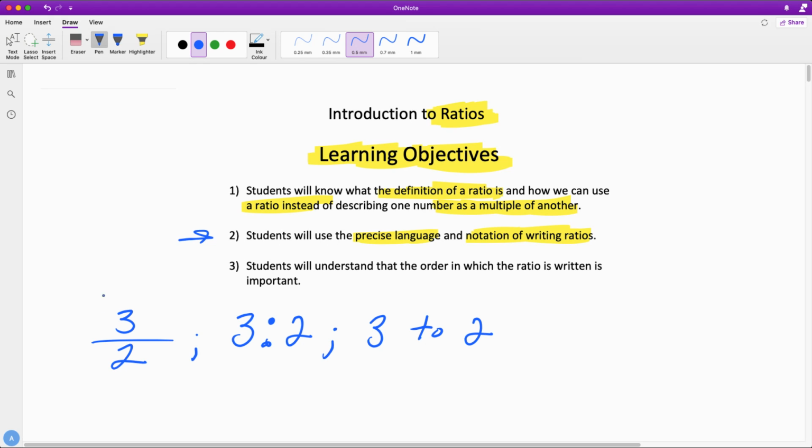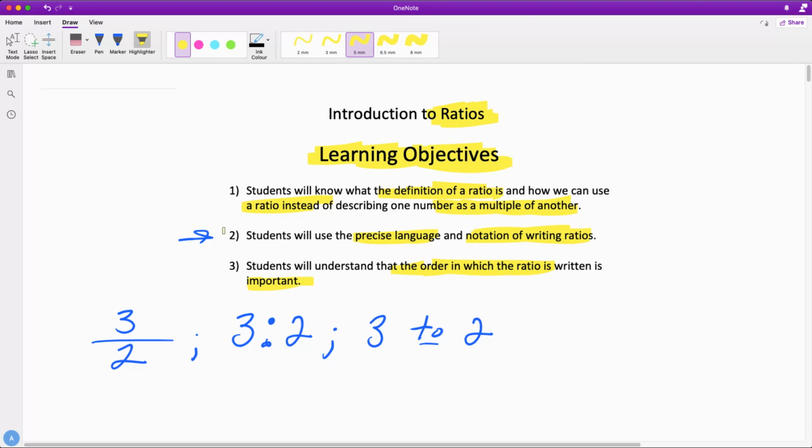So even if it's written as a fraction like this, we wouldn't say 3 over 2. We would say 3 to 2. That's the way that we talk about our ratios. All right. Even with the colon, we would still say 3 to 2. And here we would clearly just read the 3 to 2. All right. So we must be using the precise language, and we need to know the different ways we can write them.